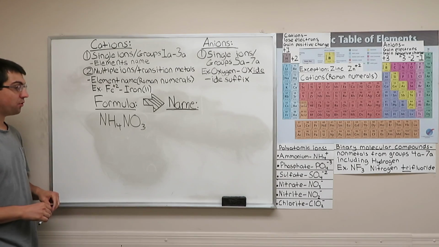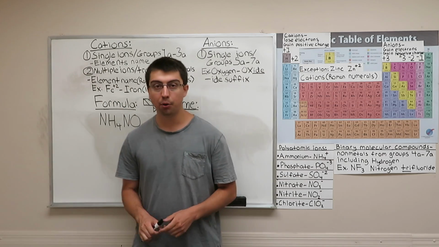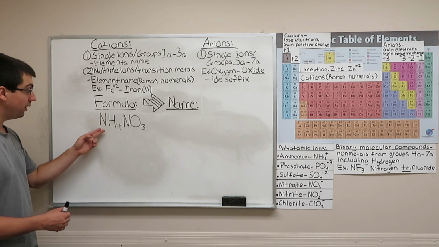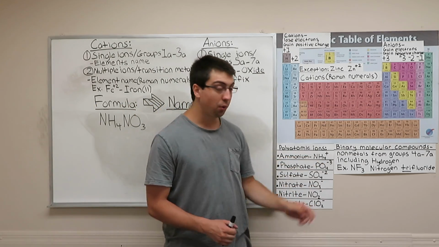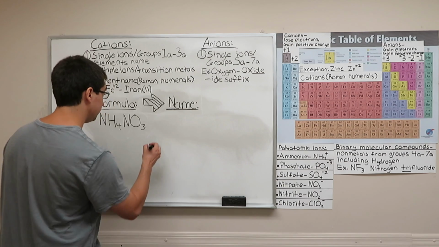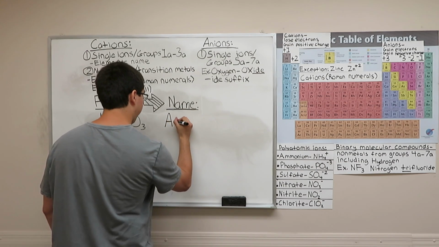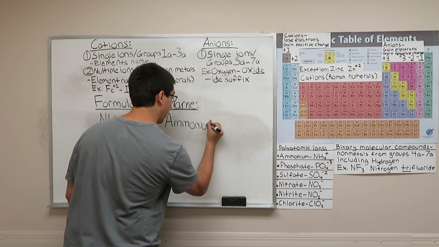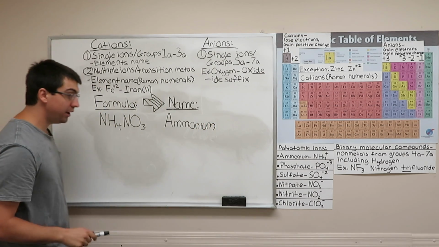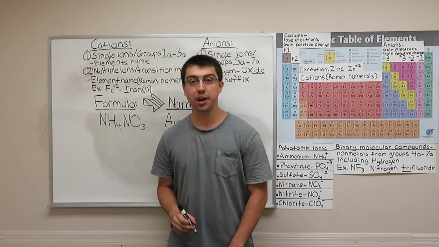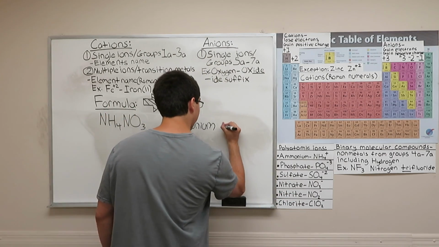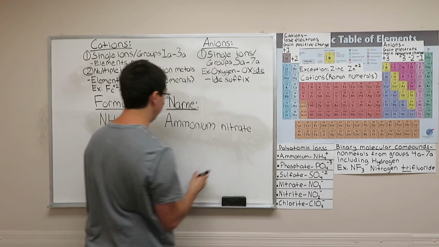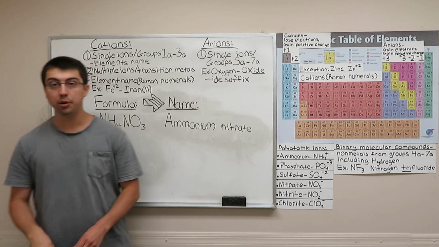Our formula is NH4NO3. First we need to write down both of their names. Both NH4 and NO3 are polyatomic ions. If we look at NH4, NH4 is ammonium. We have NO3. NO3 is nitrate. And the name for this compound is ammonium nitrate.